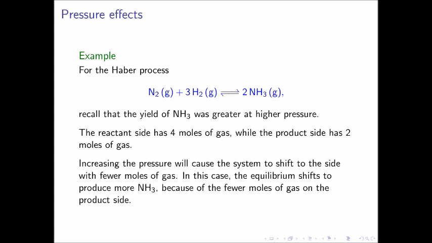Thus, by decreasing the volume of the reaction, we will increase the pressure. This causes the system to shift to the side with fewer moles of gas. In this case, the equilibrium shifts to produce more ammonia because of the fewer moles of gas on the product side.